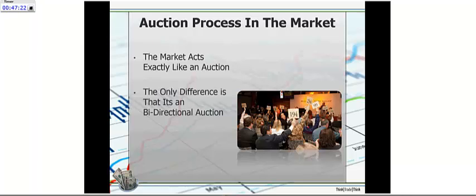So the only difference between an auction like that we're familiar with and the financial markets is that it's a bidirectional auction. And what I mean by that is, the market moves in 2 directions. So once it starts moving in one direction, let's say up, and once it stops moving, then an opposite auction starts in its place. Does that make sense? So once one auction finishes in one direction, one starts in the opposite direction immediately. Does that make sense? Okay, great.